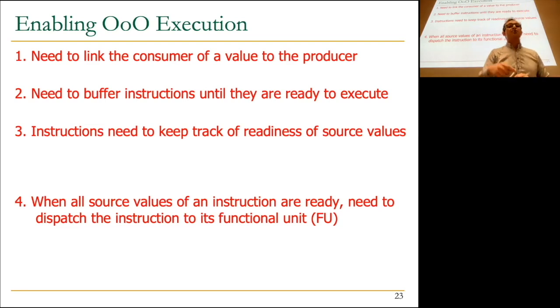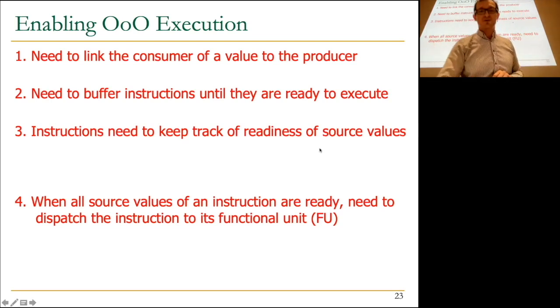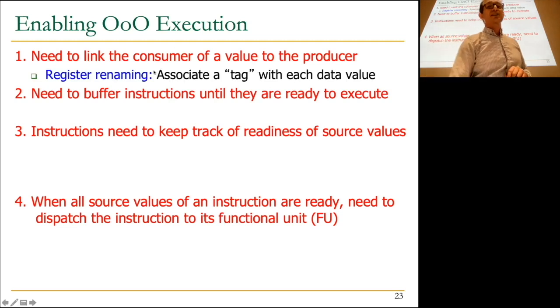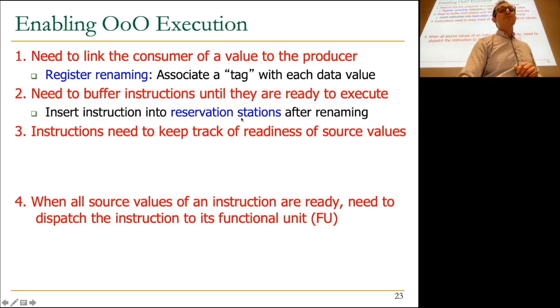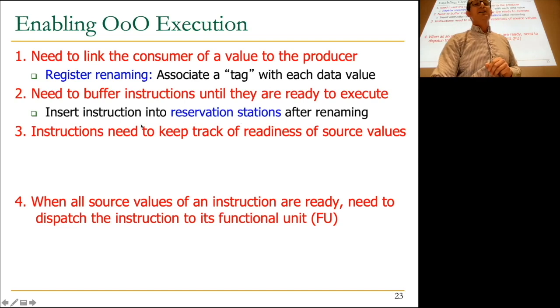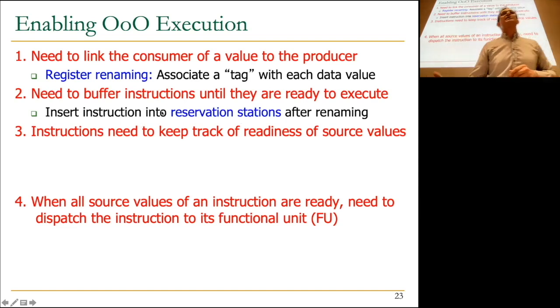And when the instruction actually produces its value, it's going to broadcast the tag such that the consumers can get the value after it executes. So the first one is accomplished: linking of the consumer to the producer is accomplished using register renaming that we have seen. We associate a tag with each data value, and we're going to see that more today. Buffering of instructions until they're ready is accomplished using reservation stations. You insert instructions into reservation stations after renaming.